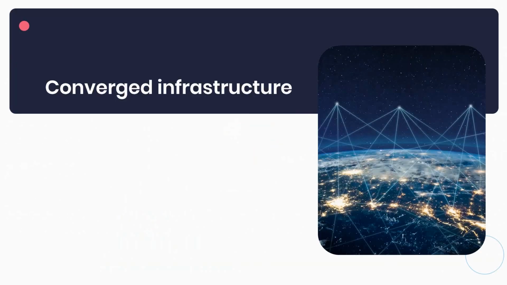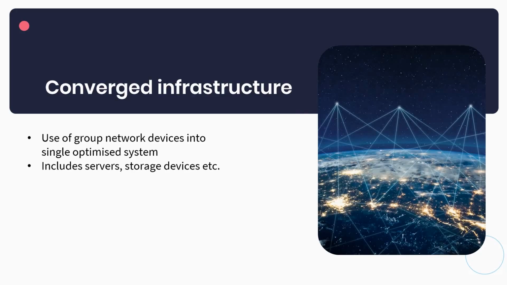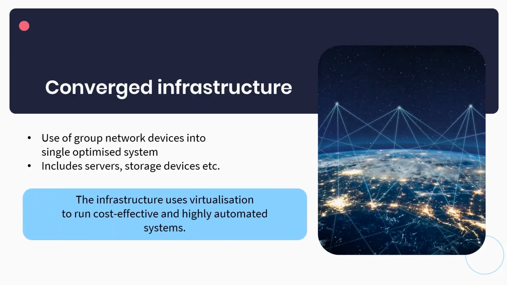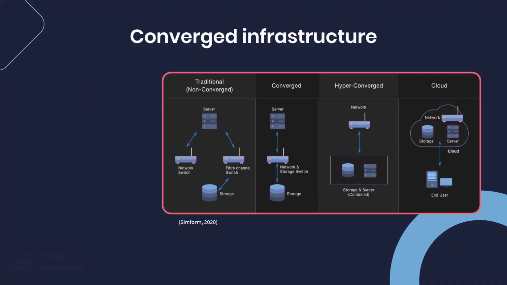Converged infrastructure supports the use of grouped network devices into a single optimized system. The devices include the use of servers, data storage devices, and other networking equipment. The infrastructure uses virtualization. There's that term we said would pop up in this discussion, to run cost-effective and highly automated systems. Now, in many big companies, a converged infrastructure is used to centralize the management of network resources.